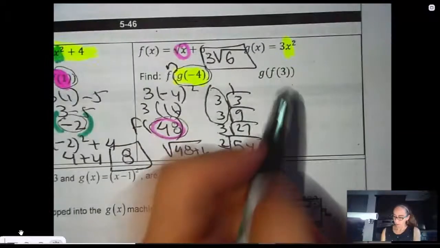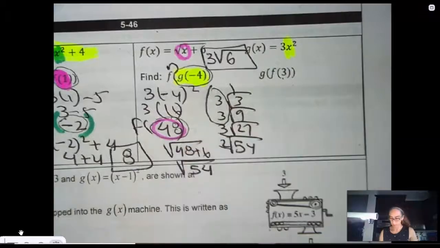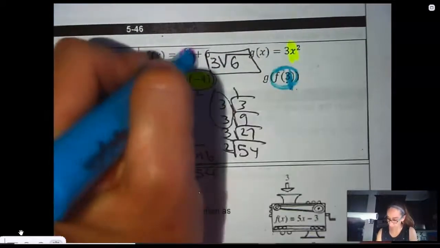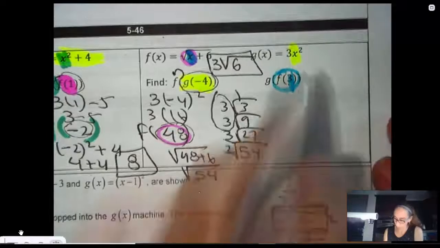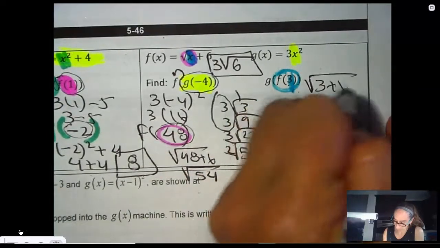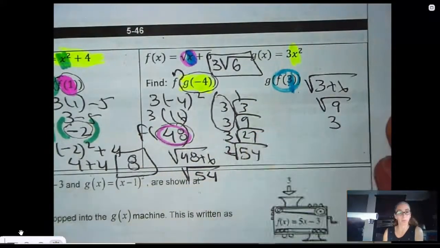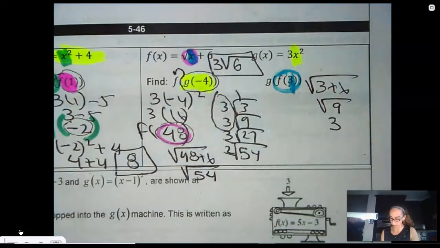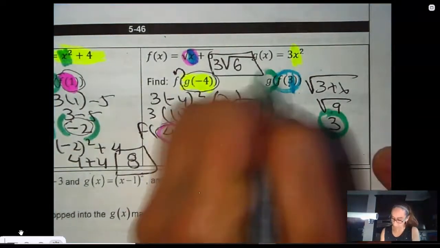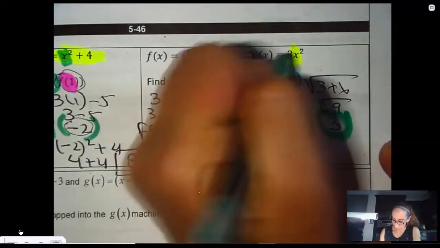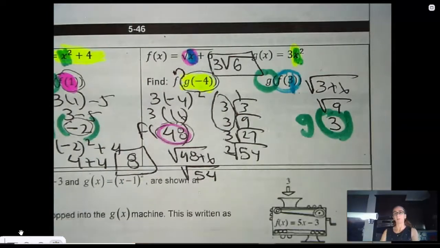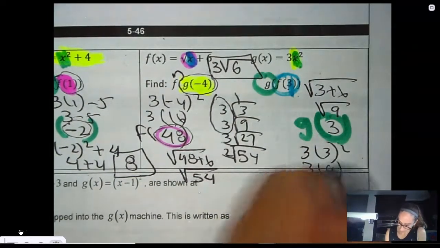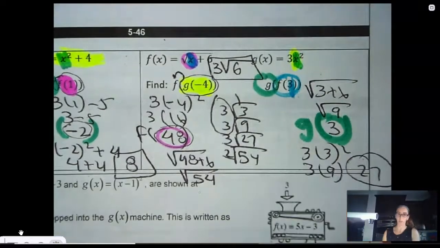Okay, they want you to take the 3 and plug it in for who? F. So I'm going to go the square root of 3 plus 6. The square root of 9 is 3. Now I'm going to take this 3 and it goes in for who? G. So it goes right in there. And that is 3 times 3 squared, which is 3 times 9, which is 27.